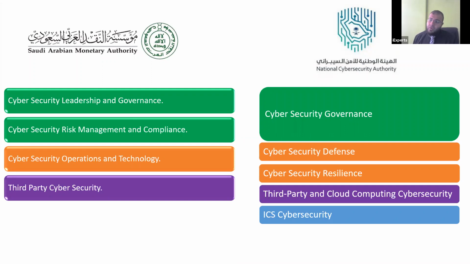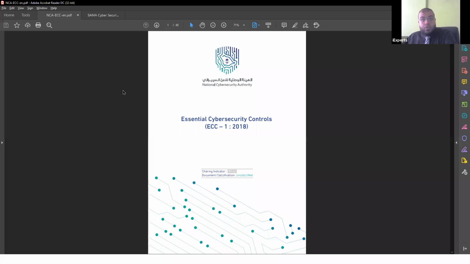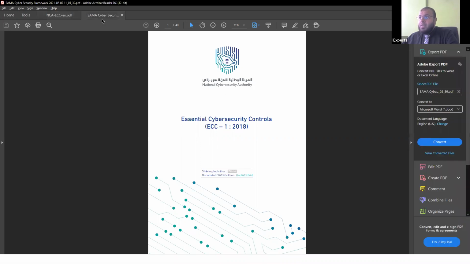Then in the third party cybersecurity, you can see it's highlighted by the purple color. It is number 4 here, and then the ICS cybersecurity controls. I see that now we can go to explore the controls, and I prefer to explore the controls from the document itself, the publication, and you can download these publications, these regulations, these standards from the NCA website and from the SAMA website.